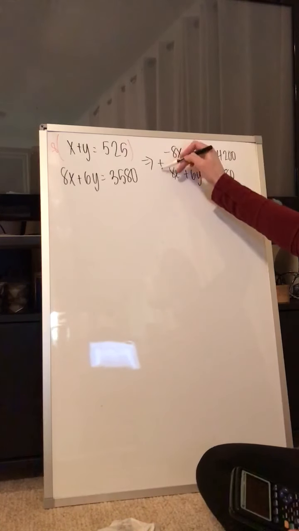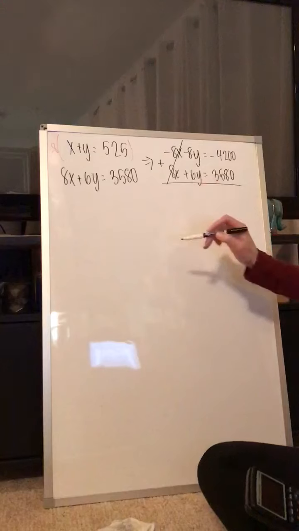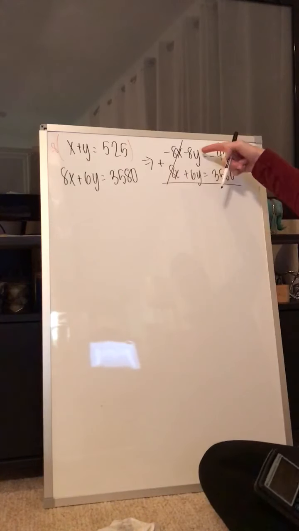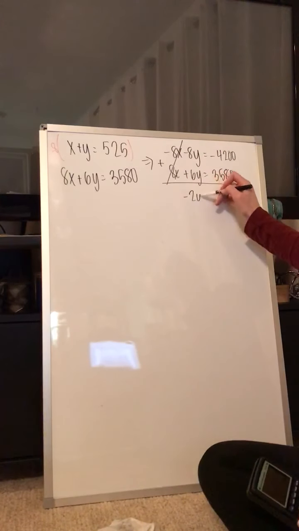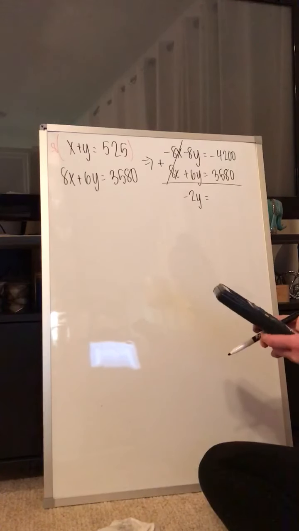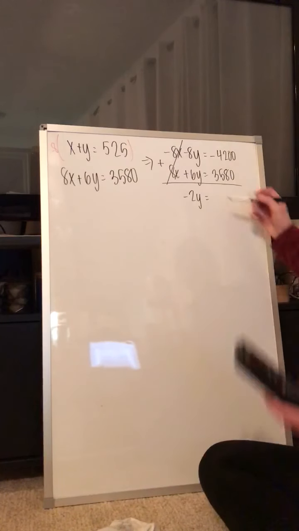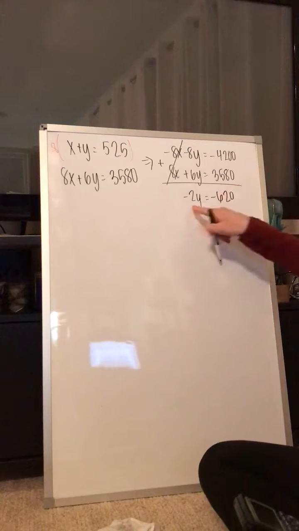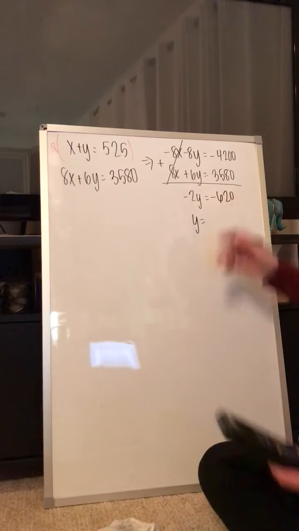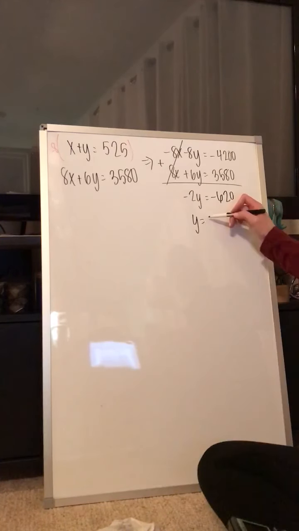And since I'm using elimination, I'm going to add those two together. So the x's are going to cancel out. Negative 8y plus 6y is negative 2y. And then negative 4200 plus 3580 gives me negative 620. Divide each side by negative 2. The y value should be 310.